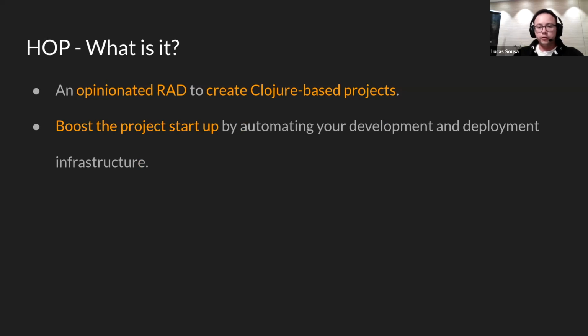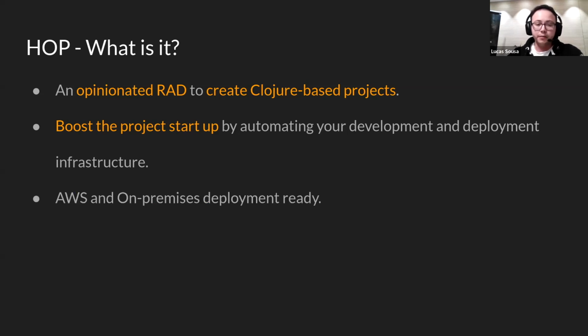By automating all those things that you probably don't want to lose time with, such as your development environment, your CI/CD machinery, and deployment infrastructure. And for now, from the get-go, we have AWS and on-premises deployment ready. That means that you can already start by deploying things on AWS and also doing on-premises projects if you want. And we have a series of profiles that you can choose from that we'll go into a bit more later in this presentation. But basically, there are components that you can pick that enhance your new project in certain ways.